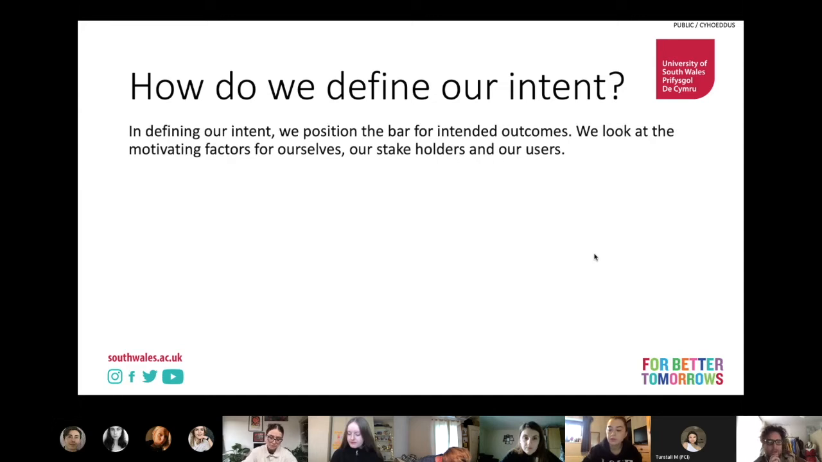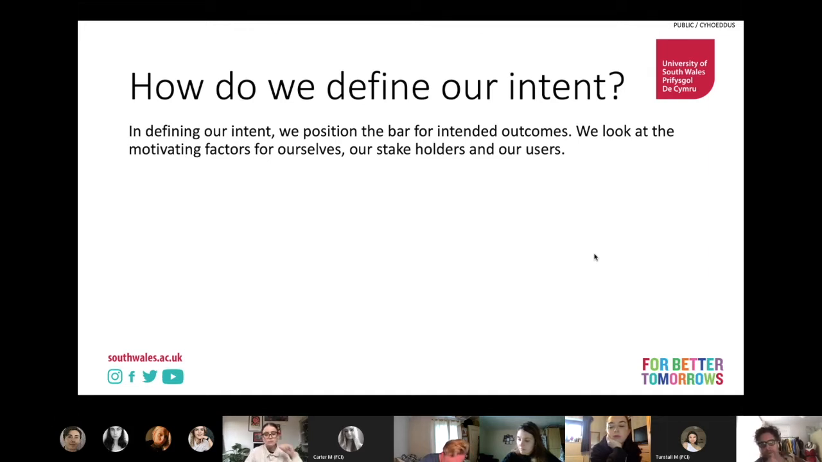So defining our intent, we position the bar for unintended outcomes. What we're doing is providing ourselves an option for if things don't go exactly as we plan. Basically we're planning that we want this to be the outcome and we will accept X, Y, Z as also outcomes. So we look at the motivating factors for ourselves as designers, our stakeholders, which in some cases might be business, in some cases third sector industry, and our users, the people who engage with what we design.